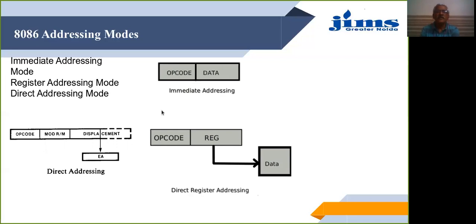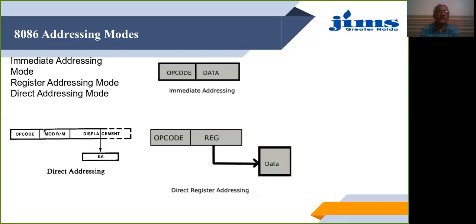The second one is the register addressing mode. As the name says, register addressing: the data item resides in the register. When you open the register, you find the data item in it. For example, if you write MOV A, B, then the register B contains the data which is to be transferred into the register A. So the referred register, the source register, contains the data. When you open up the source register, you will find the data there.